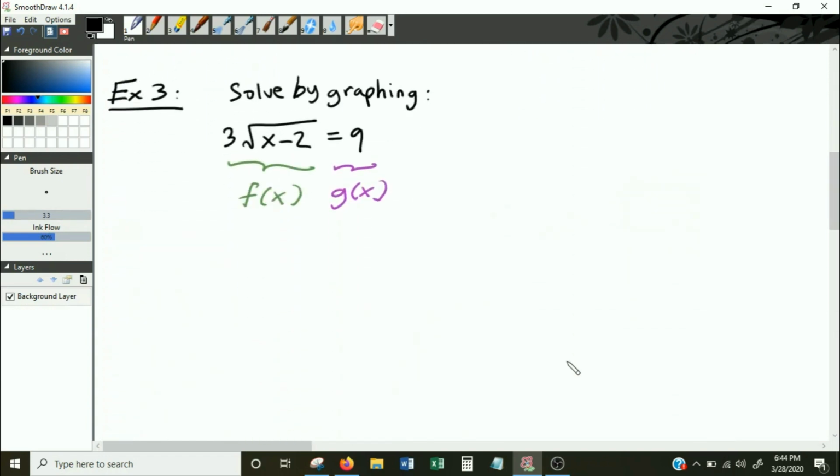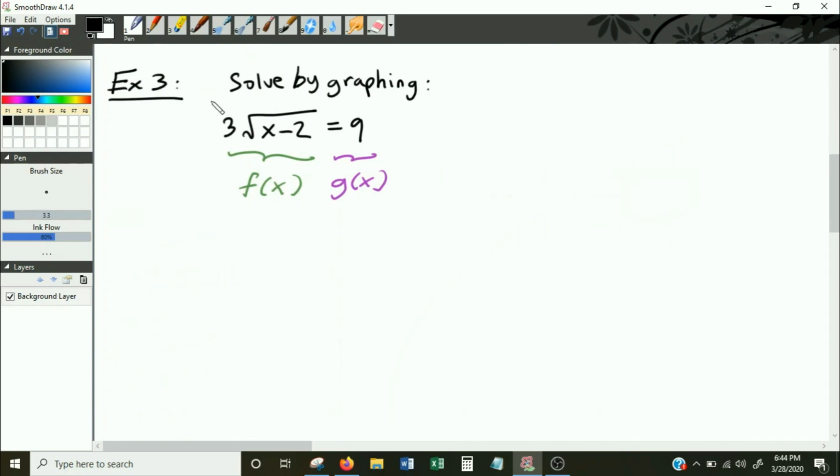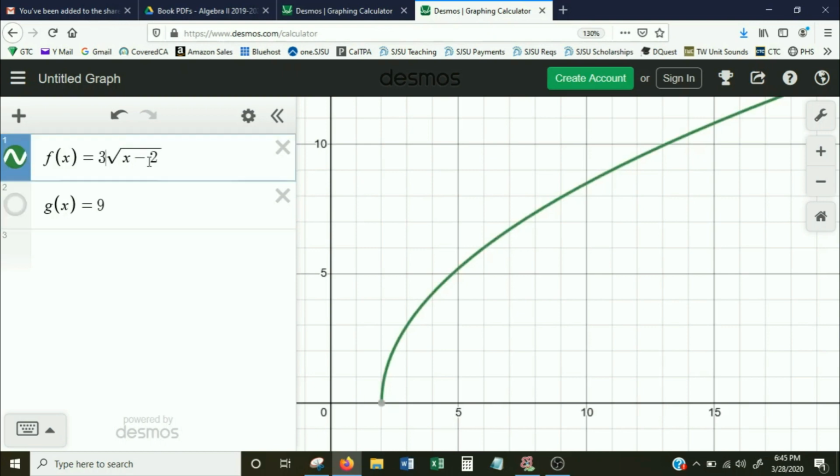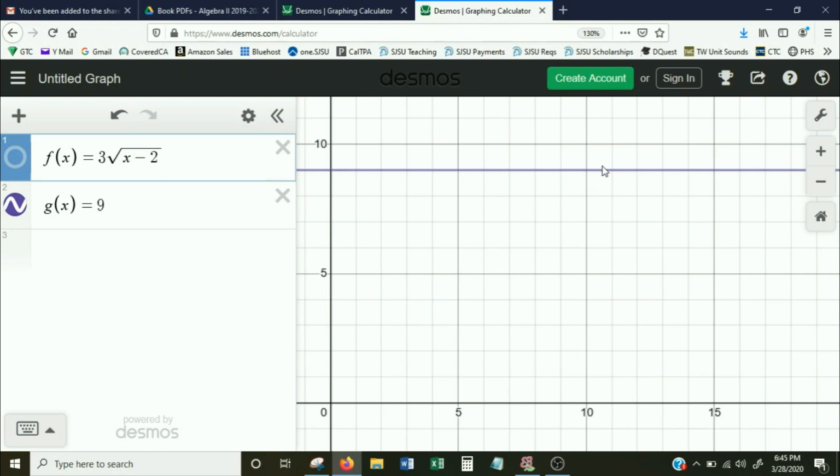In this one, we're given this equation here, and we're asked to solve it by graphing. So first we'll call the left side f of x and the right side g of x, and we're going to graph f of x in green and g of x in purple. I've already plotted these in Desmos, and the green is 3 root x minus 2, and the purple is just g of x equals 9.